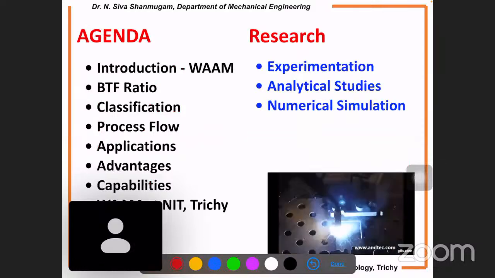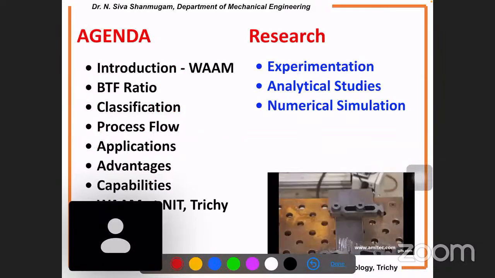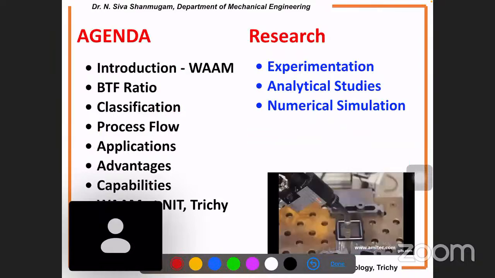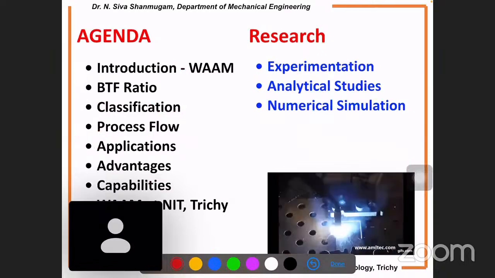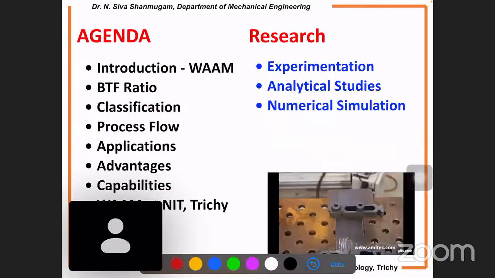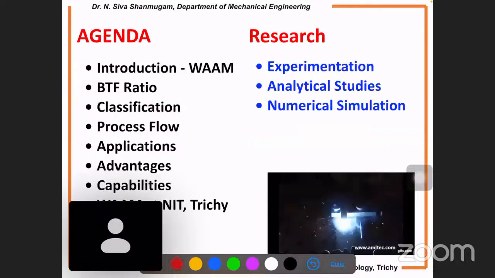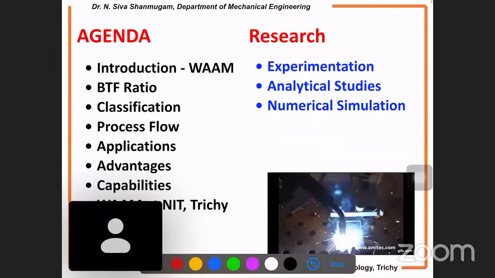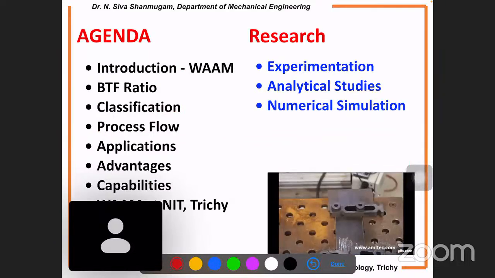The agenda of today's presentation starts from the introduction, and I am going to give something about the buy to fly ratio. It is a very, very important ratio. That's why Engineer Selvaraj sir discussed cost saving and material wastage. So I am going to put more light on the buy to fly ratio.